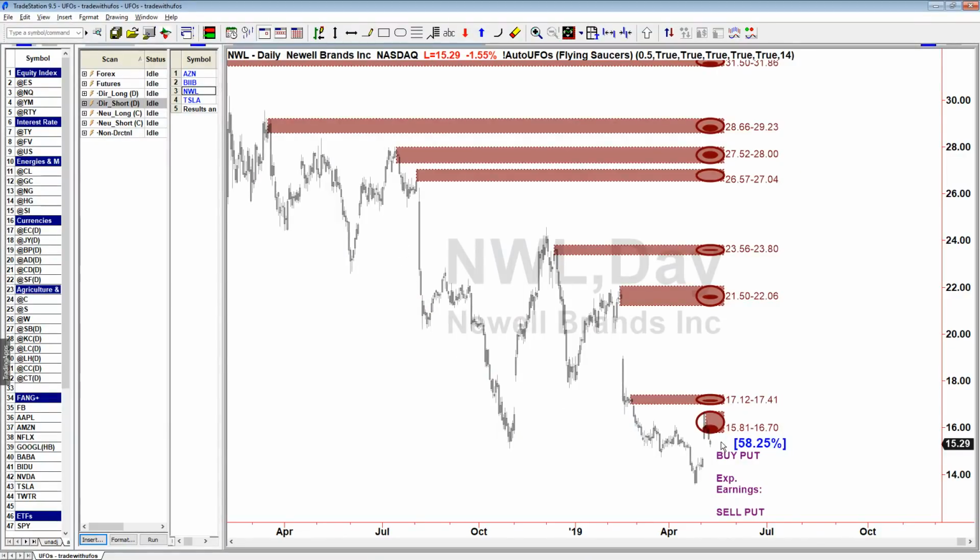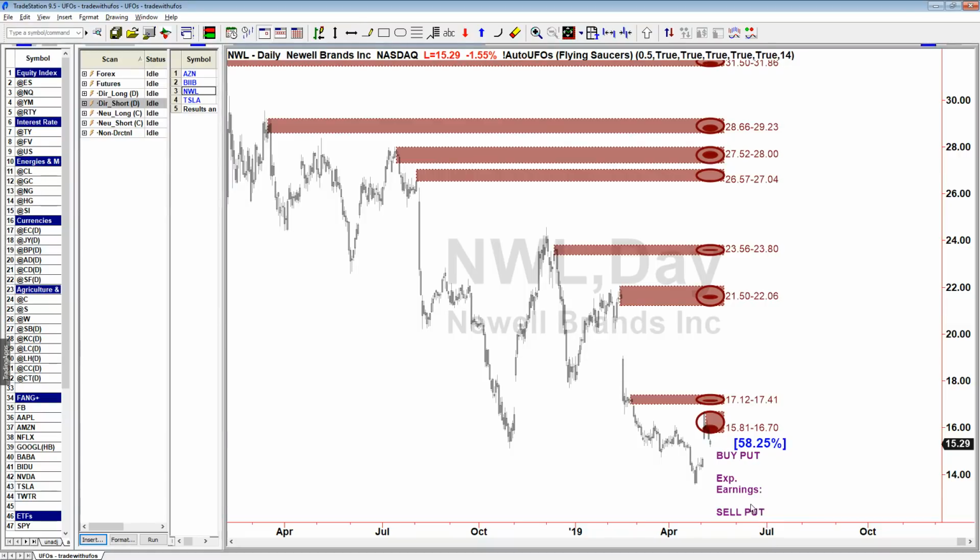So let's plan the trade with NWL. And you remember, you have two options. You can enter the trade now at the current price, or a better choice would be to wait for NWL to come back to the UFO, and at that time you enter the trade, expecting the market to fall out of the UFO. I'm going to plan the trade, and the timing of when to get in and get out, you will decide based on your own rules.